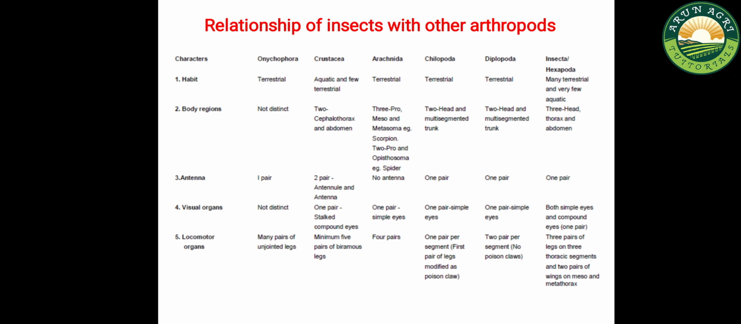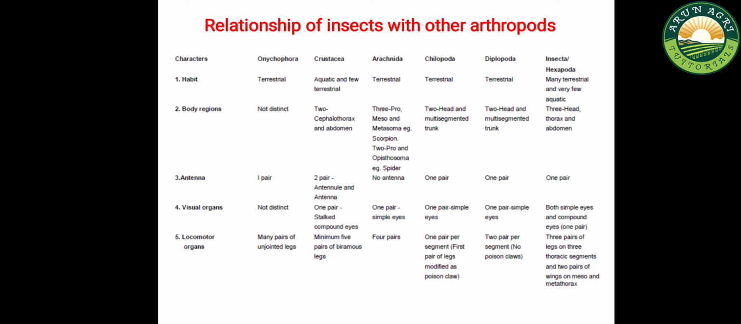Okay. So next, antenna. Except crustacea, in all the other classes you can see only one pair of antennae, but in crustacea you can see two pairs of antennae. So another extra pair is called antennules.